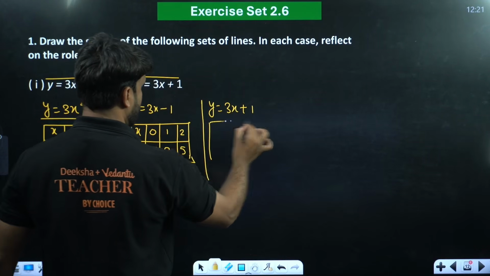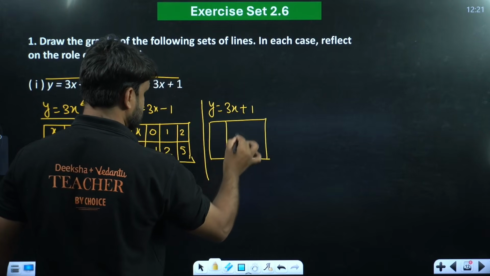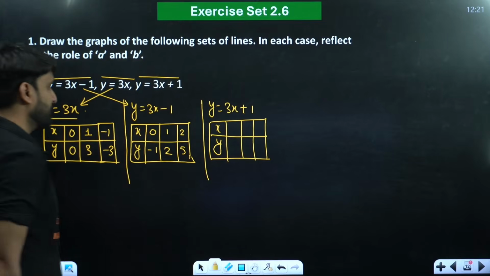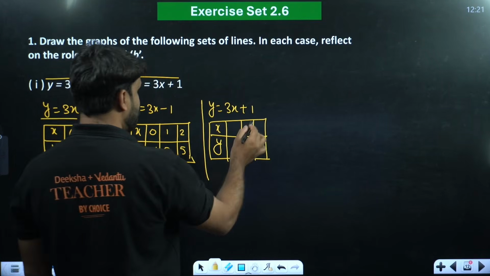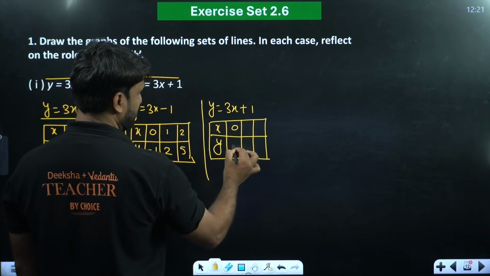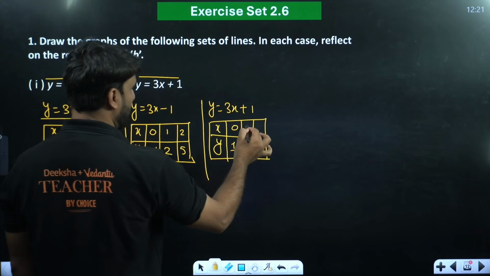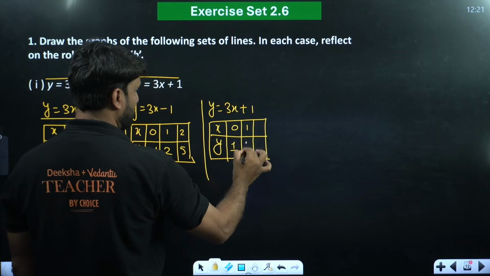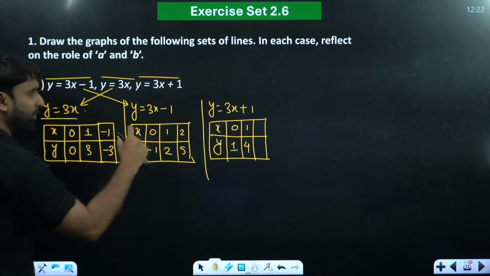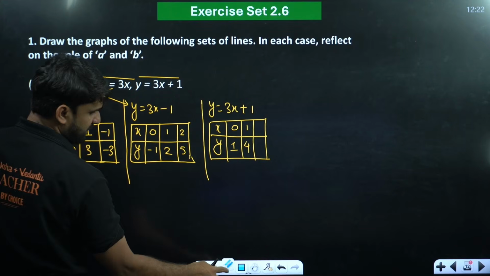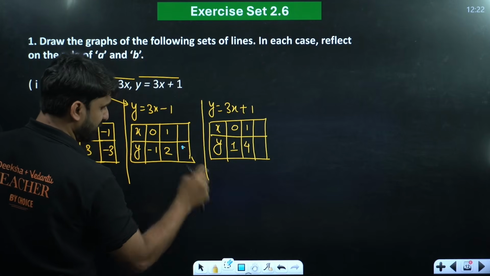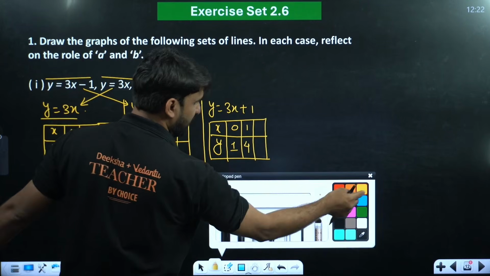So solution. This is x, this is y. If we put 0, 3 into 0, this will be 1. If we put 1, 3 ones are 3, plus 1, this will be 4. Do one thing. Take the value of x in all 3 situations similar, the same values, so that we can relate something in these 3 situations.